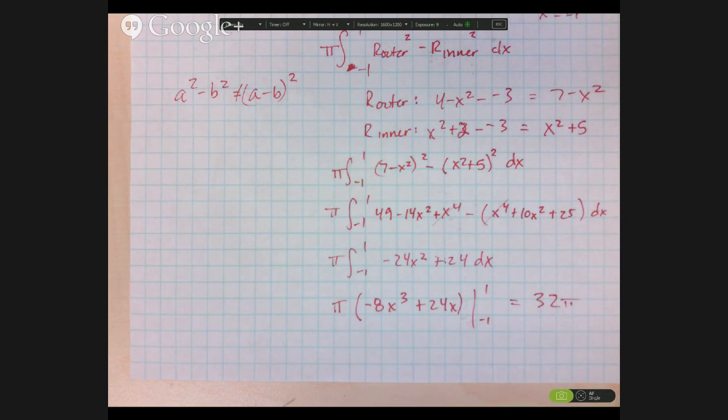Example 4, it's the same as the one I just showed you, except we're revolving around the line y equals 12. So you're just minus 12, right? From each of your functions, and then go from there, okay?